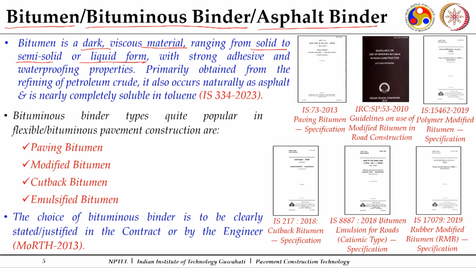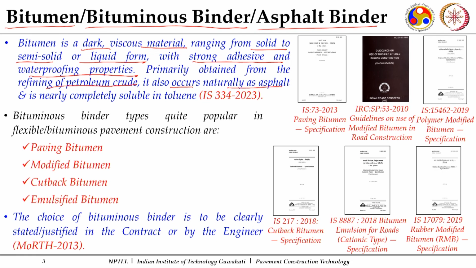And so, it is a dark brown viscous material ranging from solid, semi-solid to liquid form with strong adhesive and waterproofing properties. These are very important characteristics of this material. And from where do we get this bitumen? We get it from the refining of petroleum crude. This is the major source. When the refining process of petroleum crude started with the growth of automobiles, a lot of bitumen also got produced, and the use of this bitumen, which is derived from the refining of petroleum crude, became very popular.